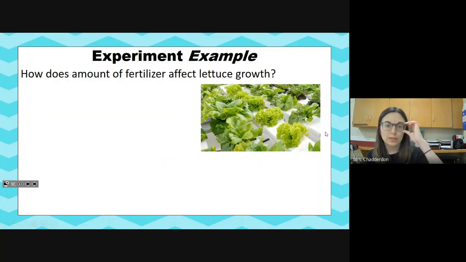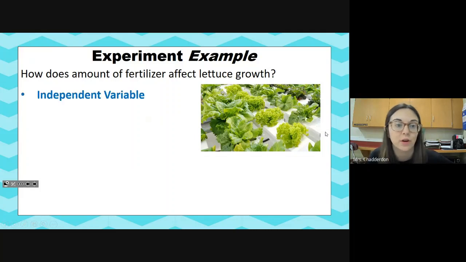Okay, now this one is looking at how does the amount of fertilizer affect lettuce growth, okay? So let's take a look. The independent variable. What is something that we would change based on this question? What would we as the experimenter change?